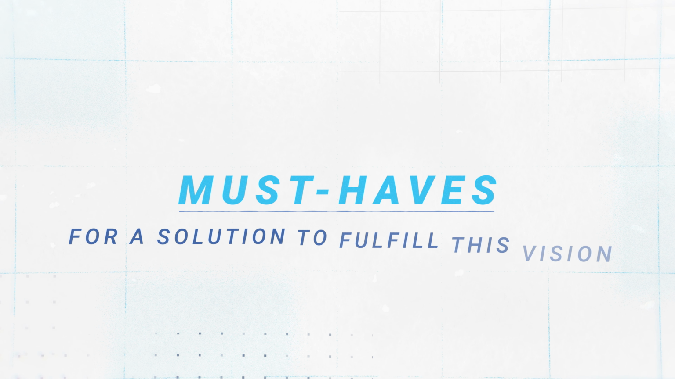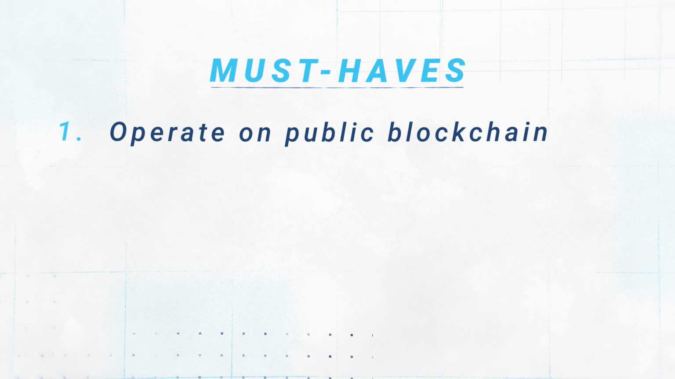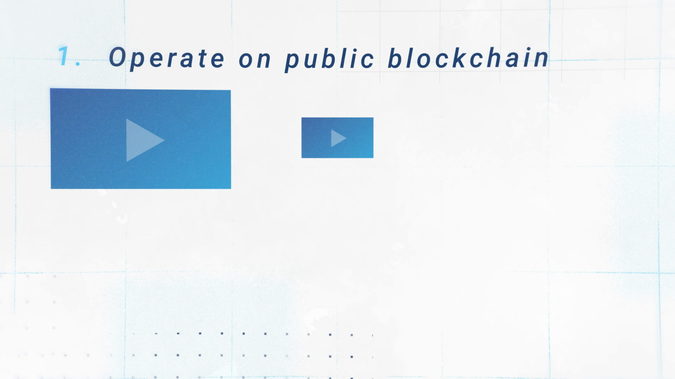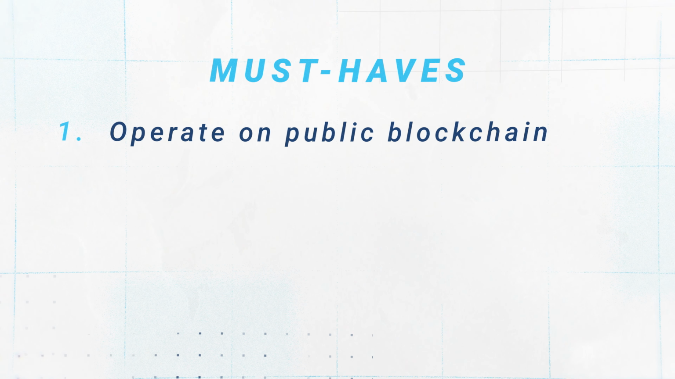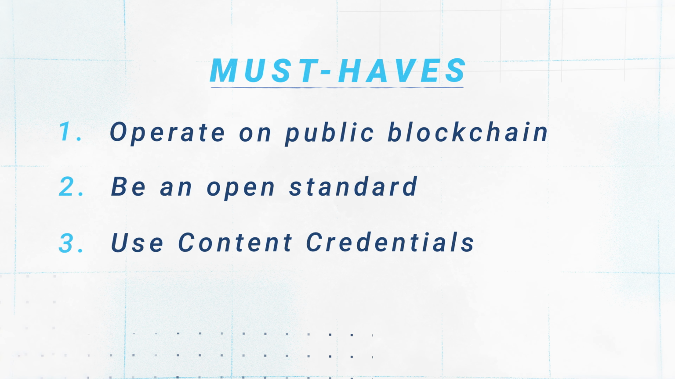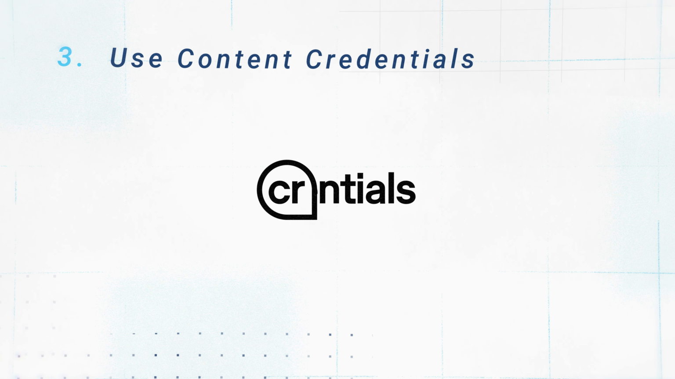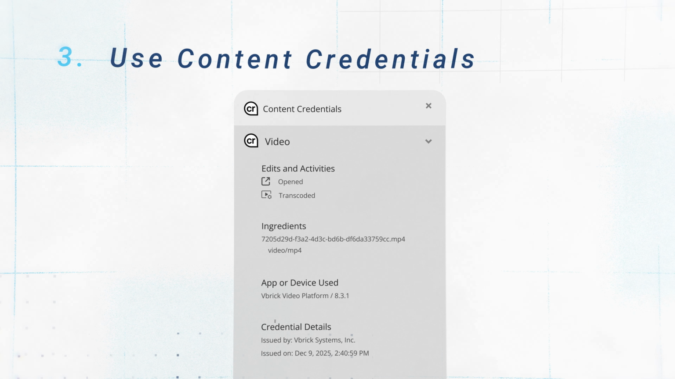This ideal would be revolutionary, but what would it look like in practice? There are a few must-haves for a solution that would fulfill this vision. First, it must operate on a public blockchain, a transparent, decentralized digital ledger open for anyone to view transactions and participate in validation. This is the only way we can ensure verification is immutable and transparent. Next, it must be an open standard that can be used by any media delivery site and promote widespread adoption. It must also use industry standard content credentials, an open technical standard developed by C2PA that allows creators and consumers to establish the origin and edits of digital content.